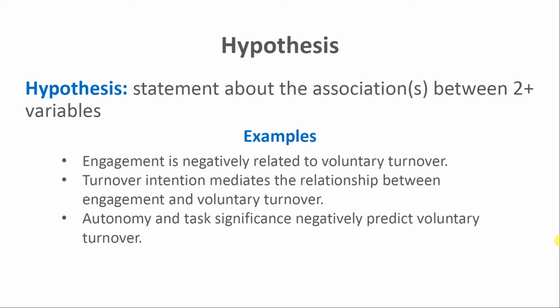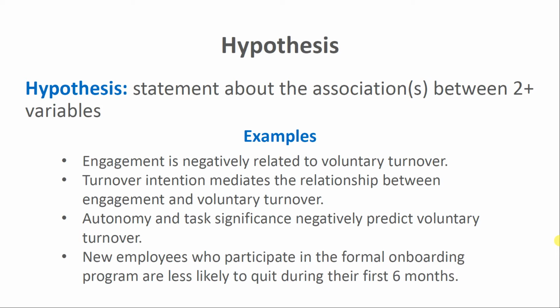As the next example, autonomy and task significance negatively predict voluntary turnover. So as before, when I was asking a question about different work characteristics or job characteristics and which ones are going to affect voluntary turnover, in this example with the hypothesis, I'm narrowing it down and I'm saying specifically these two work characteristics or job characteristics, autonomy and task significance, are going to negatively predict or be negatively associated with voluntary turnover.